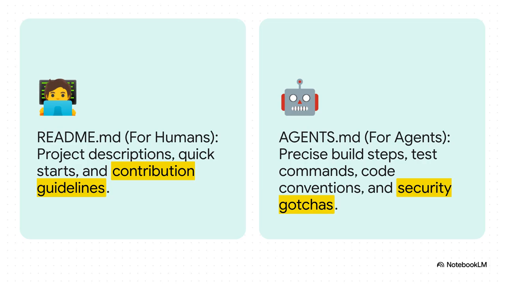Your README, that's for humans. It's got the project story, a quick start guide, maybe some contribution rules. But AGENTS.md, that's for the machines. It has the super precise, unambiguous commands an AI needs. We're talking exact build steps, specific test commands, and little security gotchas like, hey, never commit the secrets folder. That kind of nitty-gritty detail would just be noise in a human-readable README.